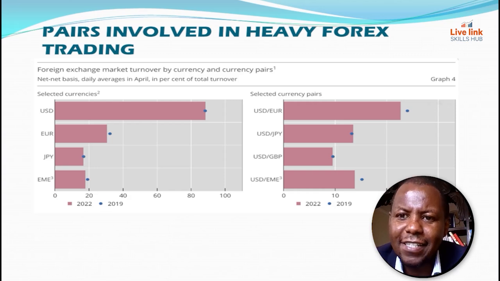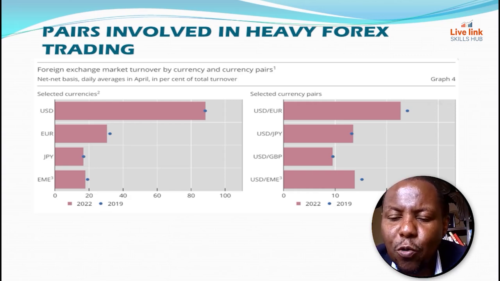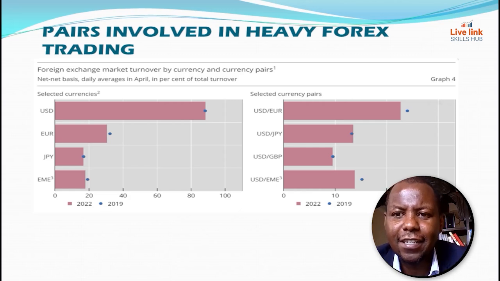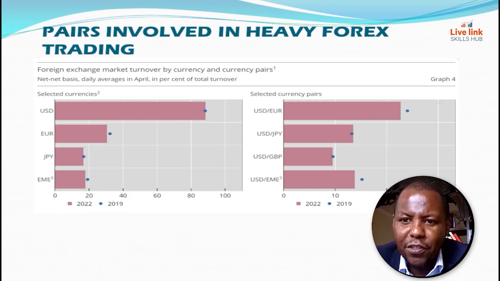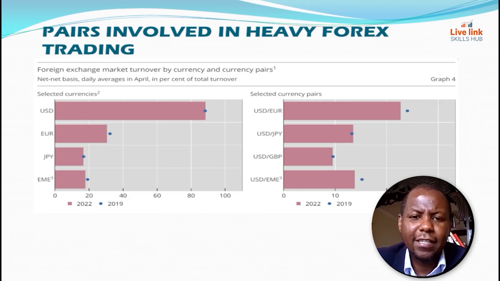If you look at the pairs on the other side, you have the USD/EUR. That's the USD euro pair. We call it a pair because it's a pair of two currencies. You have the USD Japanese yen, that's another pair. Then you have the USD and the British sterling pound. Then you have the USD with emerging, like I had said. So these are the pairs that are involved in heavy forex trading. But let's go on looking at pairs.